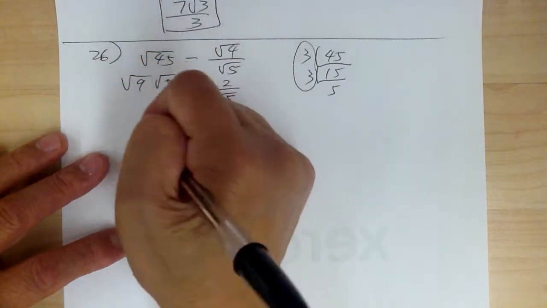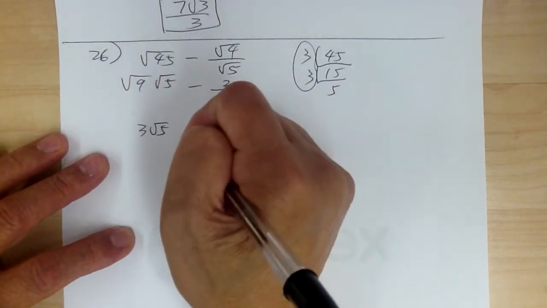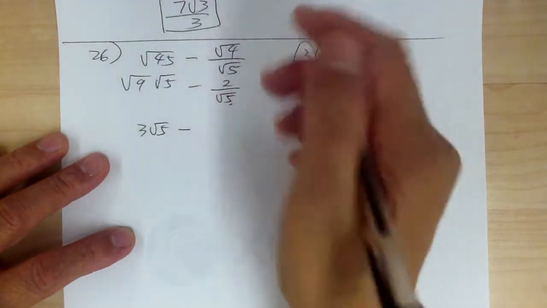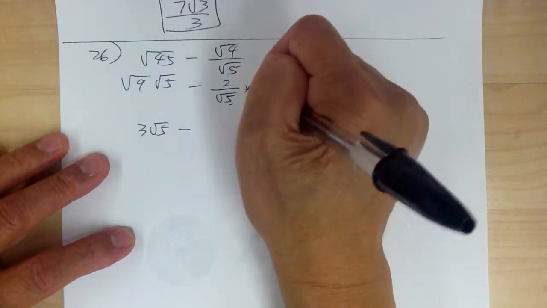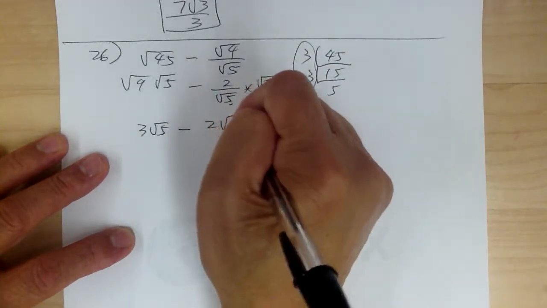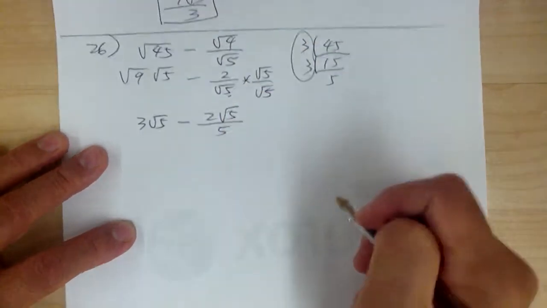So this becomes 3 square root of 5 minus, now this one again, you cannot have a square root on the bottom. So give yourself a lot of space to work. So I need to multiply by square root of 5 over square root of 5. So I end up with 2 square root of 5 over 5.